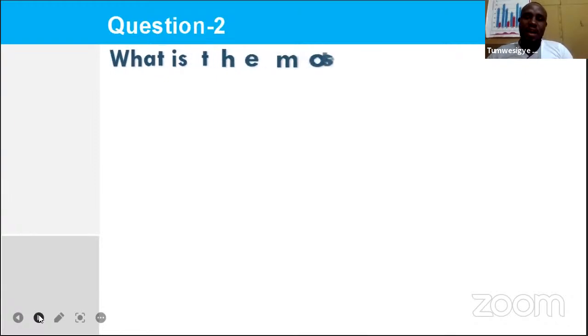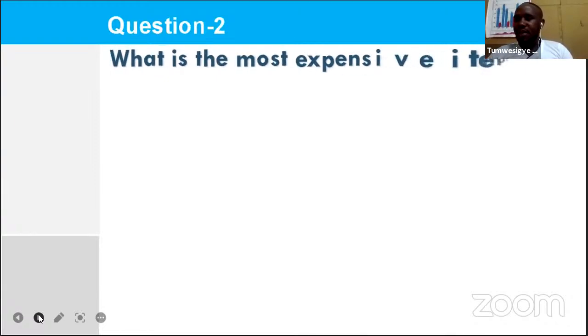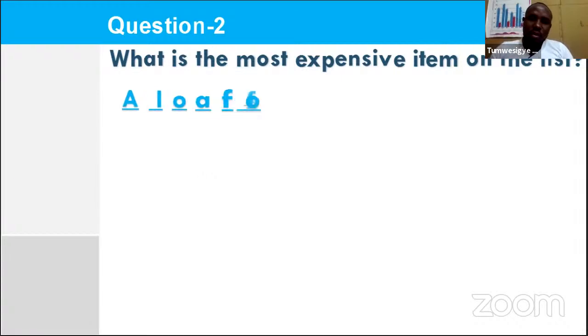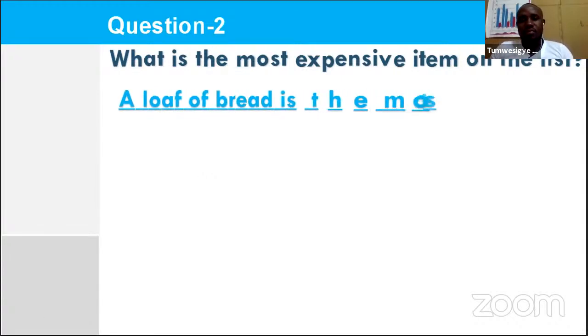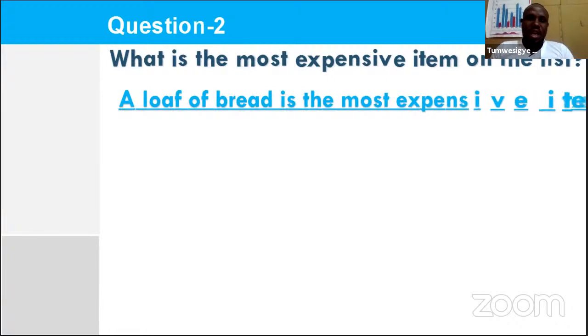Let's go to our question here. The question was asking, what is the most expensive item on the list? So we can go on and say the most expensive item on the list is a loaf of bread, or you can say a loaf of bread is the most expensive item. Okay, let's go to question 3.